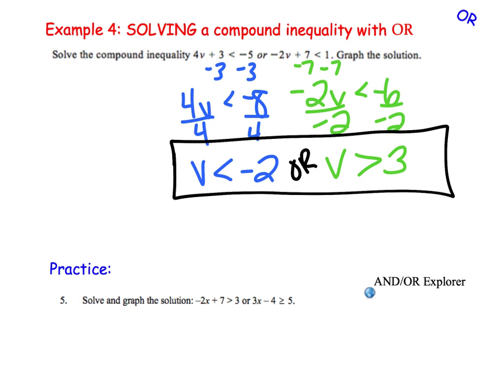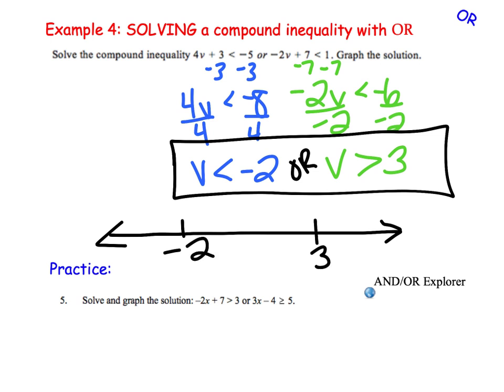And it did ask us to graph it, so I'll go ahead and just do a line. And our boundary numbers are -2 and 3. And so, if v is less than -2, that's going to be an open circle, and the numbers -3, -4, -5, etc. will make that statement true. And on the right side, v is greater than 3, and those numbers will be found over here.